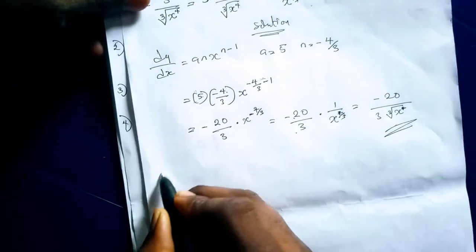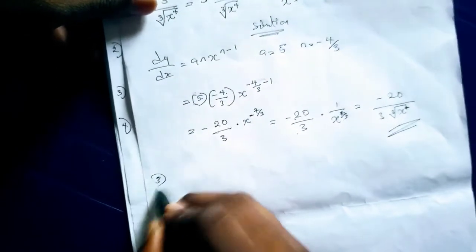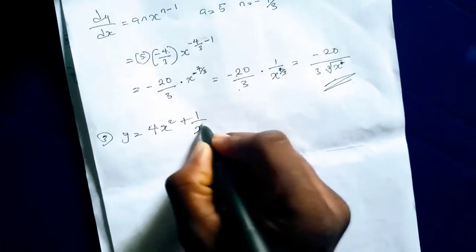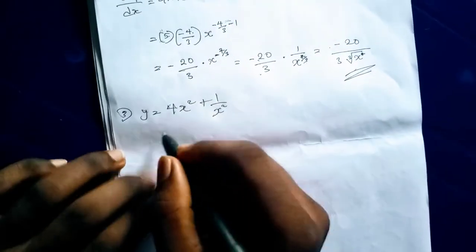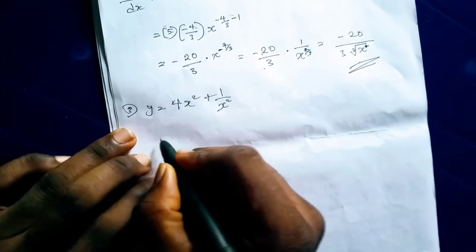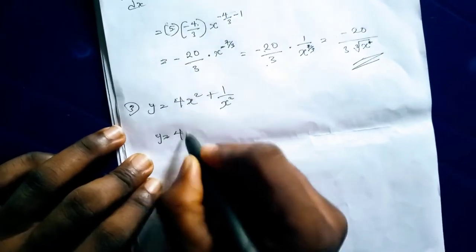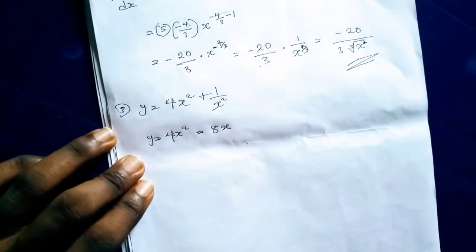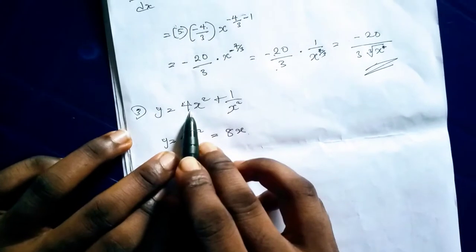So now the third question here is to find the dy/dx of y equal to 4x squared plus 1 over x squared. Now we can solve this individually. Solving this individually, let's say y is equal to 4x squared. The derivative of this is 8x. Now this is our answer for this.